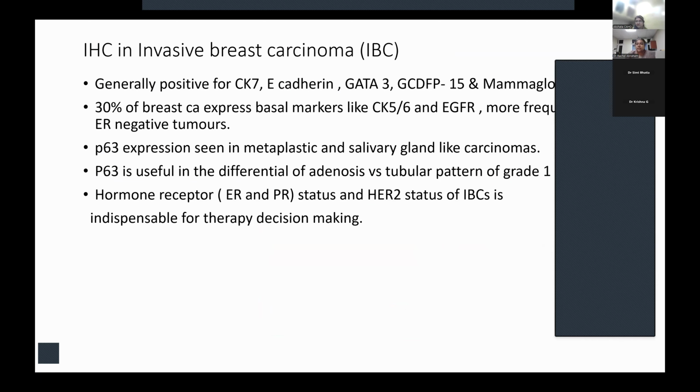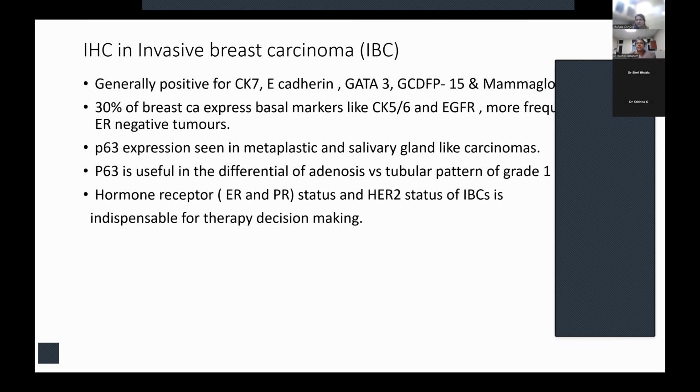Coming to invasive breast carcinomas, generally in early stage breast cancers, we do not need to do any tissue specific markers on a routine basis unless we have a highly advanced stage disease with multiple metastatic sites. Generally, the invasive breast carcinomas are positive for CK7, E-cadherin, GATA3, GCDFP15, and mammoglobin. 30% of the breast carcinomas can express basal markers like CK5/6 and EGFR. P63 expression can be seen in metaplastic and salivary gland-like carcinomas.